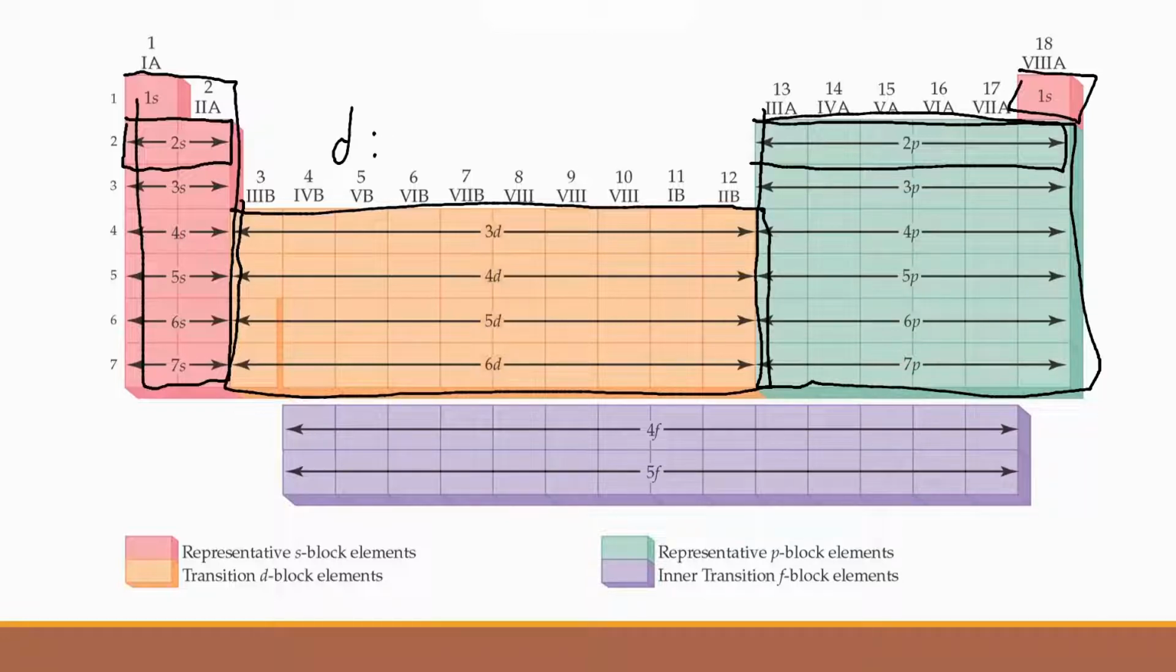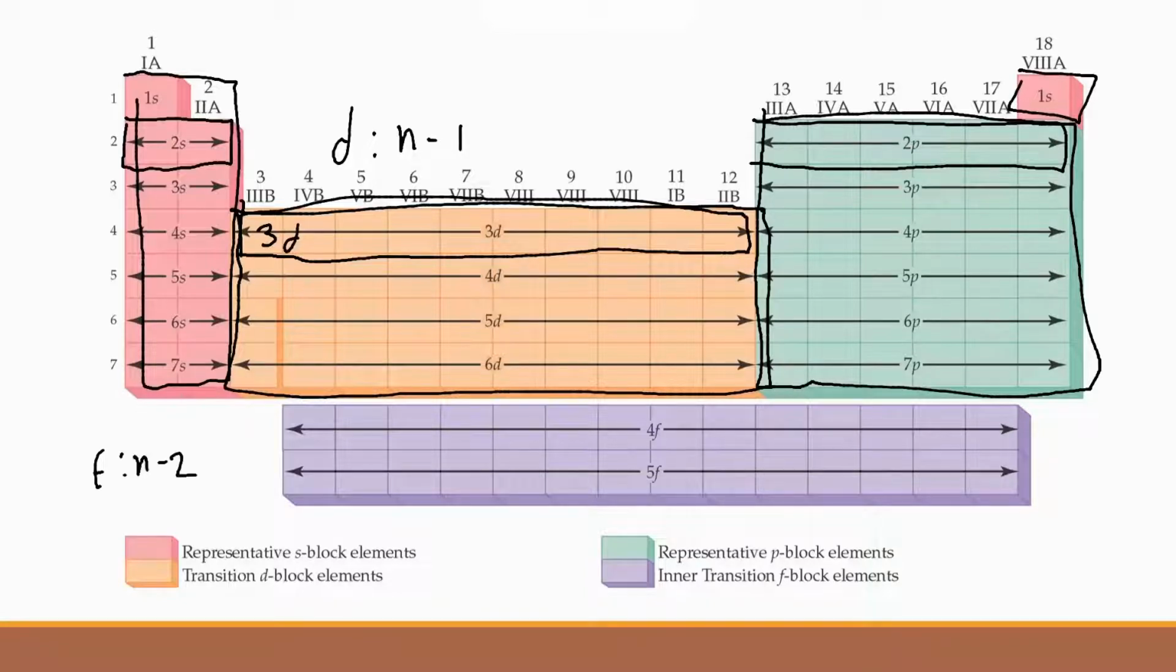For the D sublevel, you're going to use the rule n-1. So you're going to subtract 1 from the row, and that'll be the energy level of the D sublevel. So even though this section right here that I'm highlighting is in the fourth row, it's going to be called 3d. You subtract 1 from it. And then for F, you're going to use the rule n-2. So you subtract 2 from the row. So the F orbitals here are found in the sixth row. So you're going to subtract 2 from 6, and it'll be 4f.